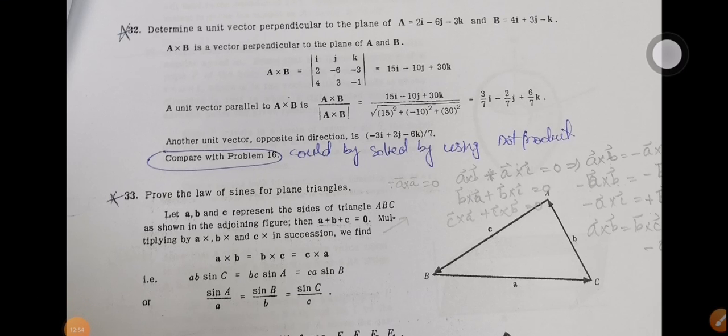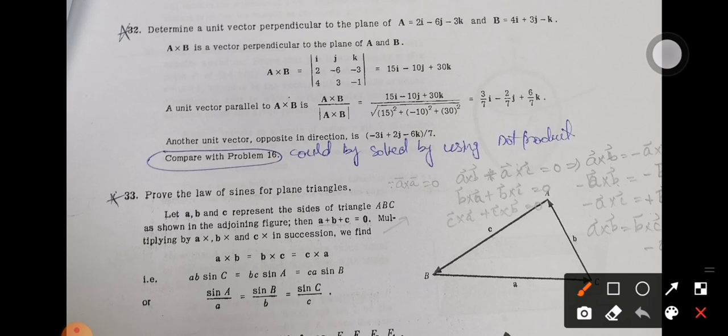Determine a unit vector perpendicular to the plane of A and B. So as we have discussed, the vector perpendicular to A and B is simply the cross product of A and B. So we are taking the cross product of A and B, and then for the unit vector we will divide this vector by its magnitude as done over here.